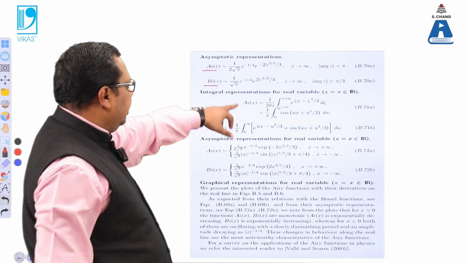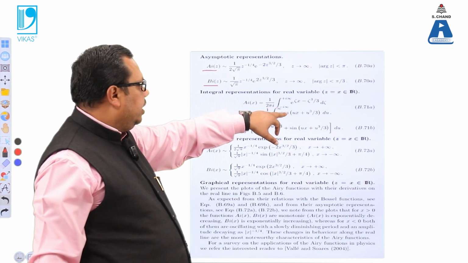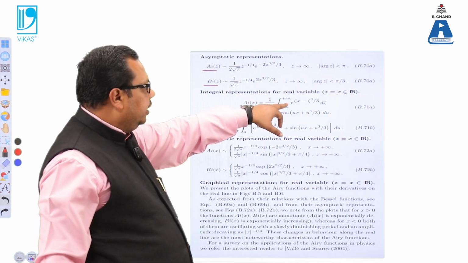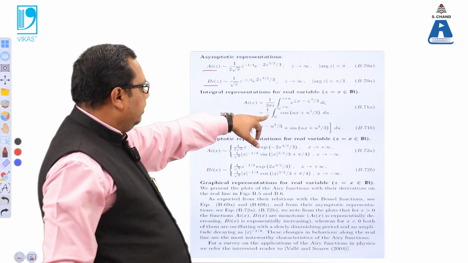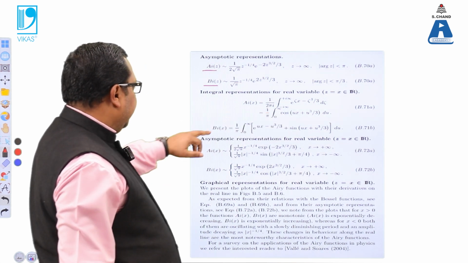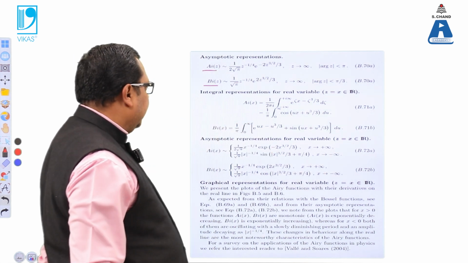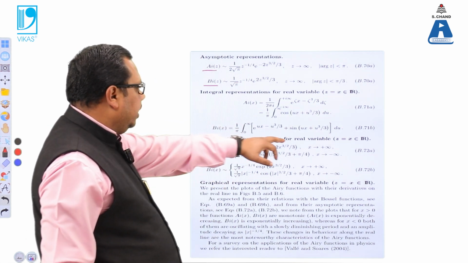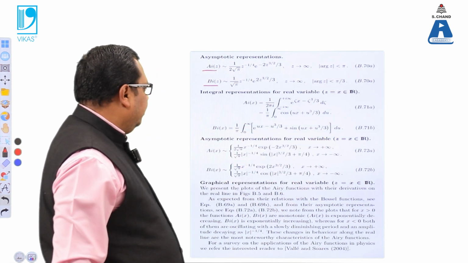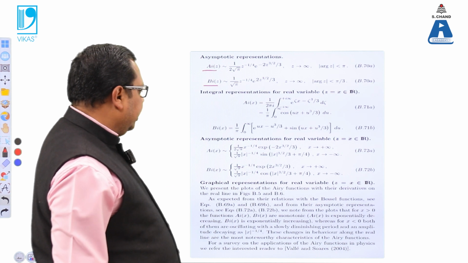Then the integral representation: Ai(x) is equal to 1 over 2 pi i, integral from minus infinity to plus infinity, and then 1 by pi, integral of 0 to infinity of cos of this particular value. So Bi(x) is equal to 1 by pi, 0 to infinity, with the values we are using, and then the representation for the real variables z is equal to x belonging to R. So we are calculating it for Ai(x) and Bi(x).